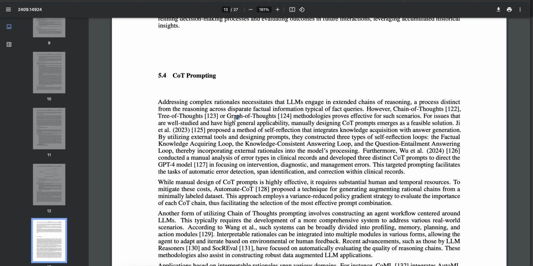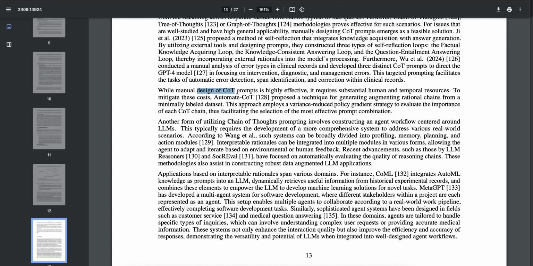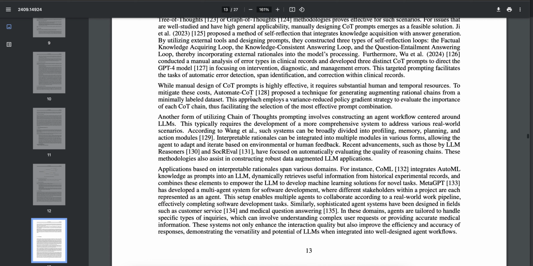Not all, definitely not all, but at least all cases. Then you have tree of thoughts, graph of thoughts, a lot of techniques that you guys can use here, right? While manual design of chain of thought is highly effective, it requires substantial human and temporal resources. To reduce this cost, Automate chain of thought proposes a technique for generating augmenting rational chains from minimal label data set. So yeah, another paper which is going to be fantastic if you guys are thinking of reading.